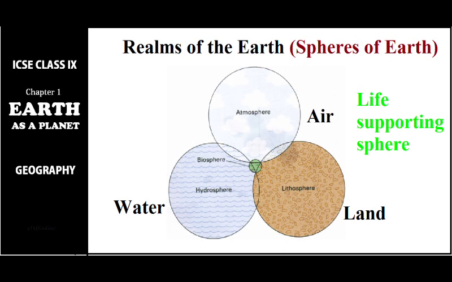Now what we have to study in this lesson are a few important topics. The first one is the spheres of the earth. It's also called the realms of the earth. Mainly, the earth consists of these 3 spheres: the atmosphere, lithosphere and hydrosphere. The area which is occupied by land is called the lithosphere. Then the area occupied by water is called the hydrosphere, and the area covered by air is called the atmosphere. And wherever we have life, the life supporting sphere, is called the biosphere. Let's see all these things in detail.